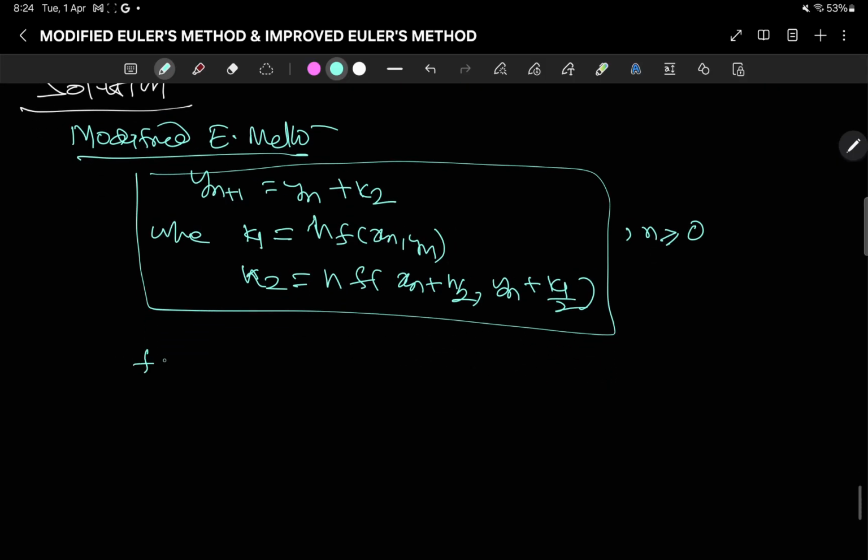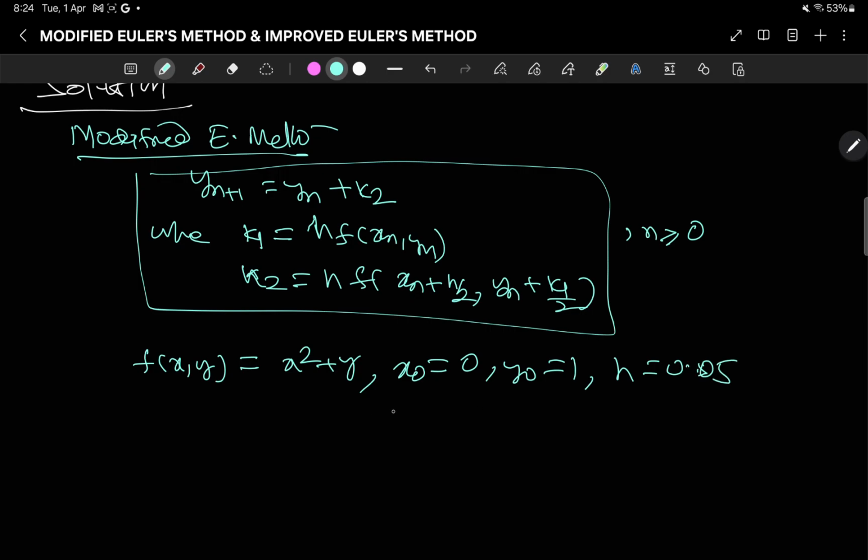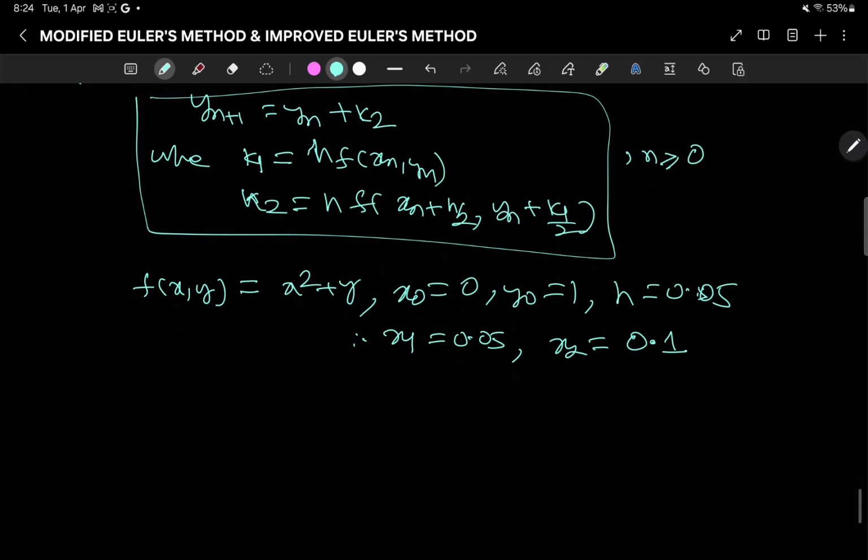We are given f(x, y) is x square plus y, x0 is 0, y0 is 1, h is 0.05, so x1 is 0.05 and x2 is the next increment, 0.1. So we need 2 steps. At step 1, k1 is equal to h f(x0, y0). Here I am taking n equal to 0.